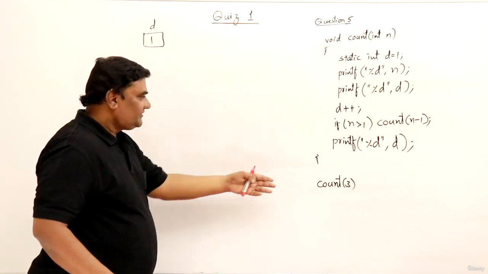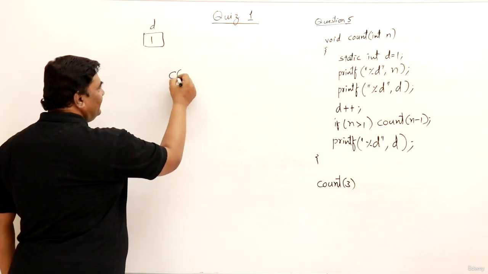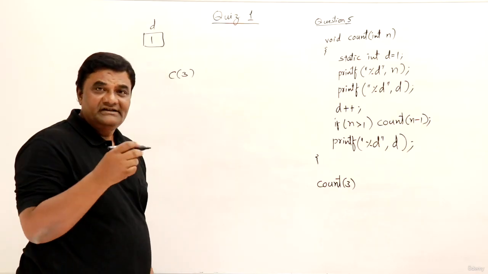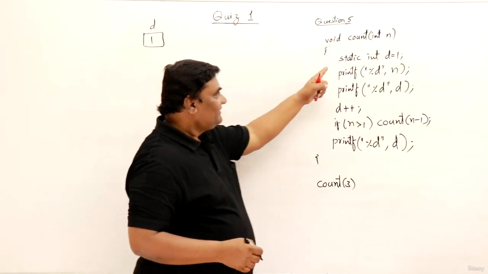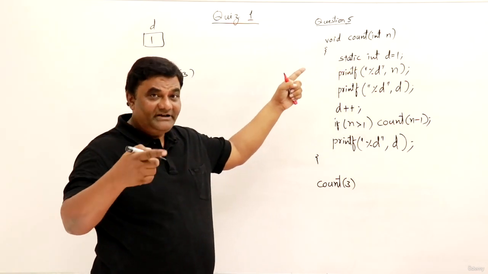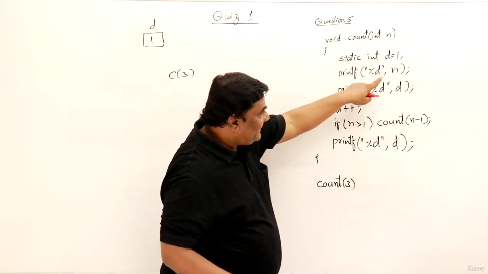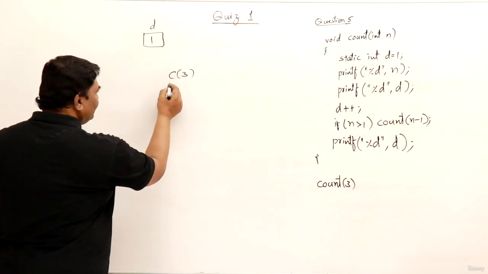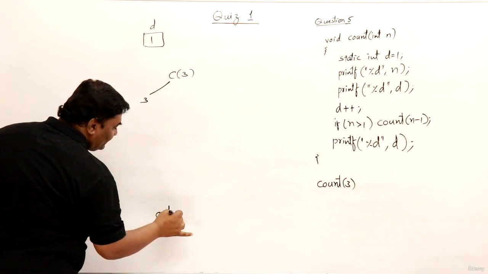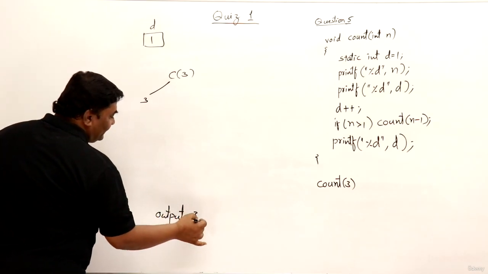Let us do it. So let us make a first call. C of 3. Instead of count, I am saying just C. So C of 3, count of 3. Static, d is 1. Yes, this is over. This is initial, right? We don't have to repeat it every time. Print n. So what is n? 3. So print 3. Here I will write on the output what we get. So first time 3 is printed.